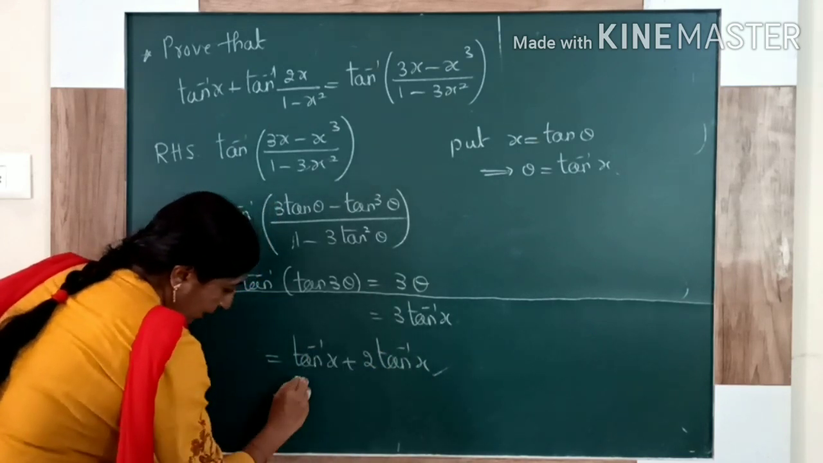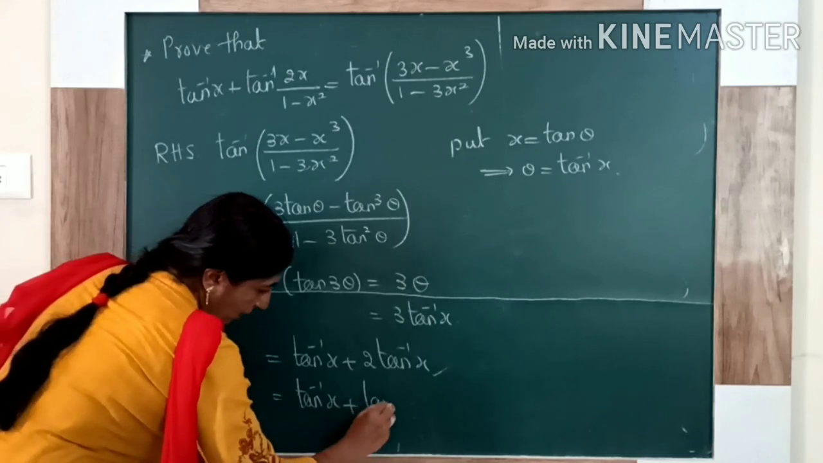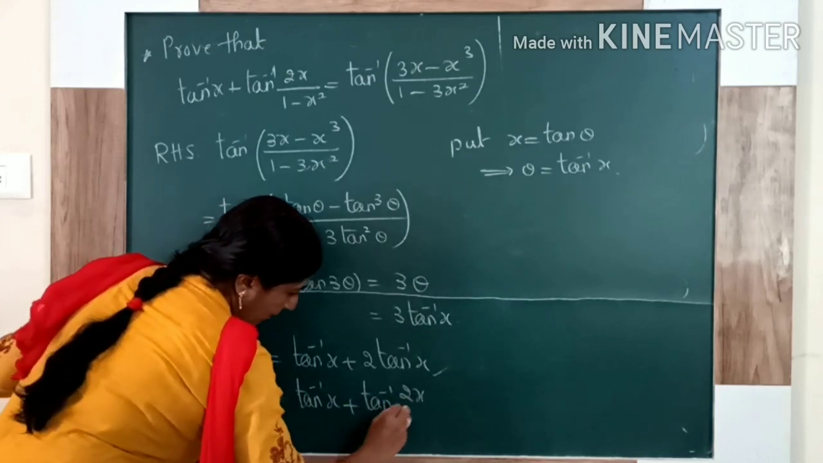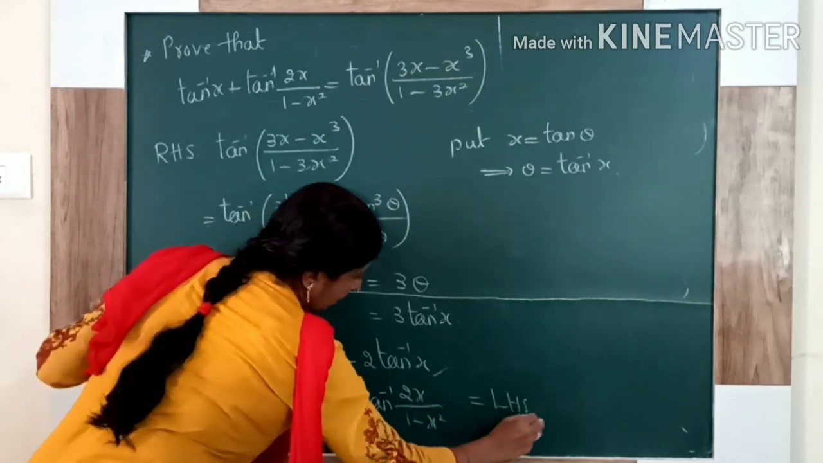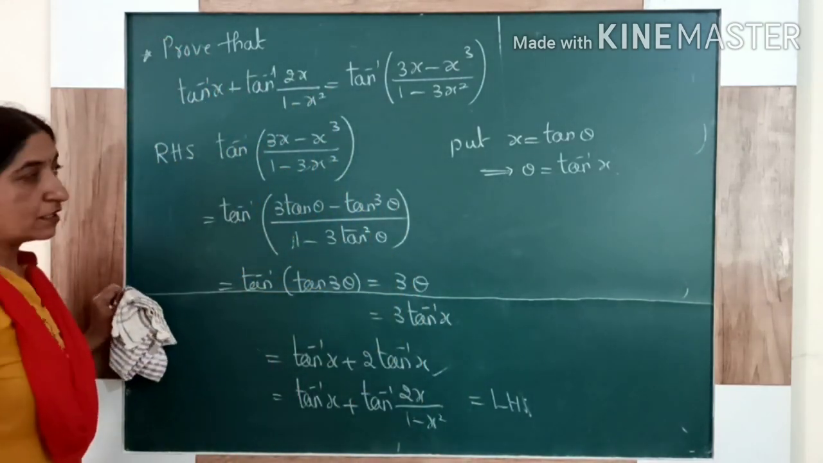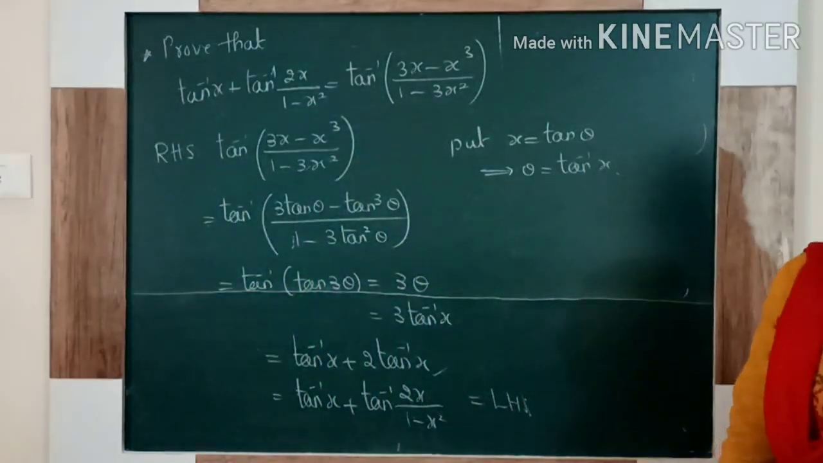And this tan inverse x I kept as it is. You are familiar with this formula. Write down that formula: tan inverse of 2x upon 1 minus x square. That is nothing but LHS. So that is the required answer. So with this I am completing this class. In the next class I am explaining the remaining examples.